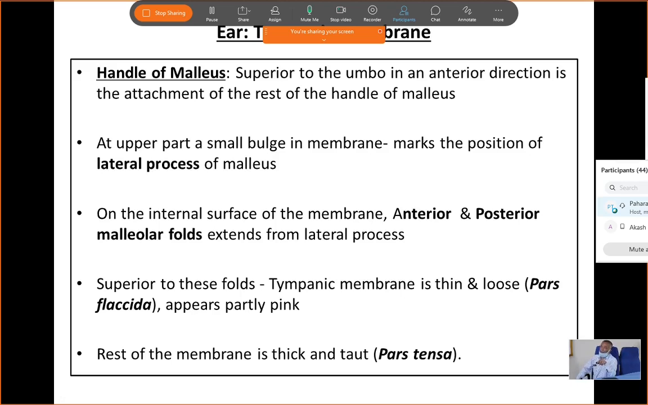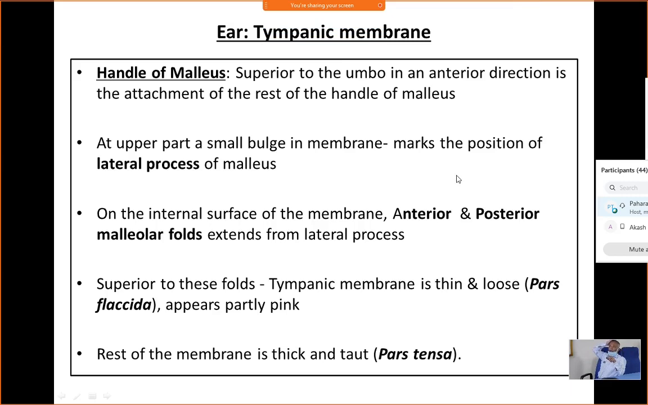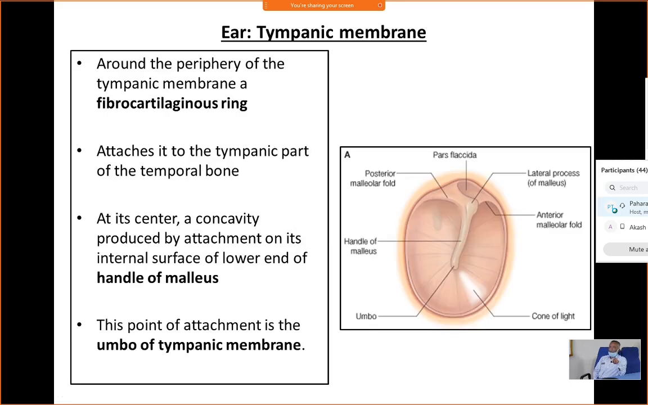At the upper part, a small bulge in the membrane marks the position of the lateral process of the malleus, that is the center. Then on the internal surface of the membrane, there is an anterior and posterior malleolar fold which extends from the lateral process. Superior to these folds, this part of the tympanic membrane, we call the pars flaccida.